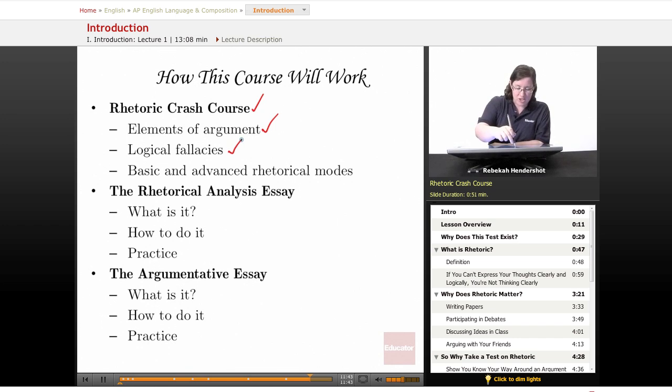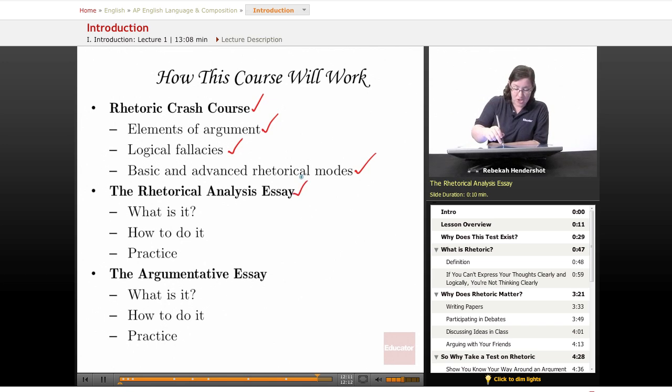We're going to take a special look at logical fallacies. These are common errors in logic that you'll want to avoid, and they're also common errors in logic that you'll want to spot in some of the passages you'll be reading. If you can pick out an error in someone else's logic, mention it in your essay or in your multiple choice answers, you will get points. And then we're going to talk about basic and advanced rhetorical modes. These are basically kinds of arguments you can make, and some of them are simpler and some of them are more complex. We'll go over all of that.